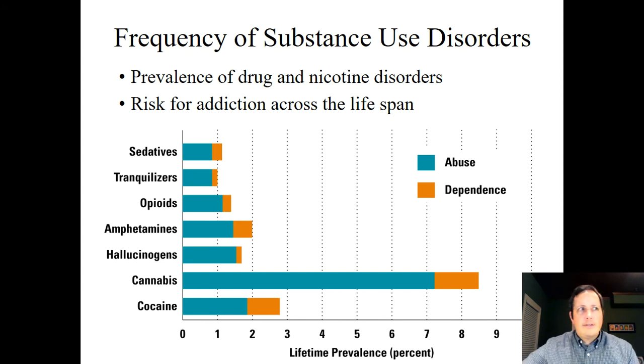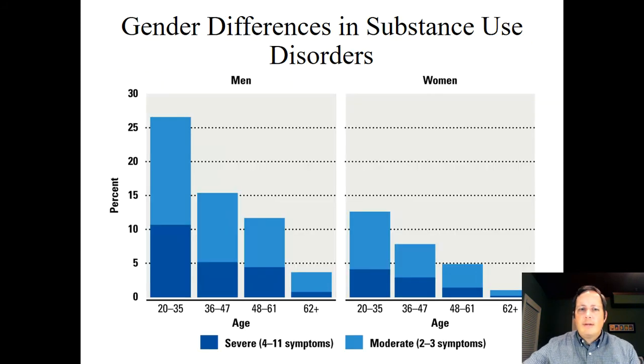And then as far as gender differences, what we see is that drug abuse and dependence is significantly more common among men than women. And you can see that right there. This is substance use disorders and the age of those who have it. And you can see that early to mid-adulthood, that 20 to 35 range, is a much higher risk factor in regards to having symptoms of substance use disorder. And then as you go down, the risk decreases quite a bit.